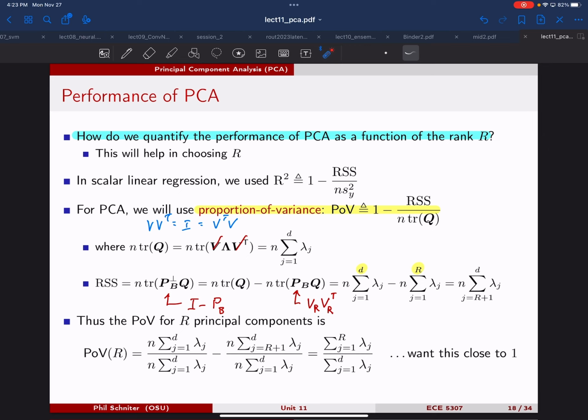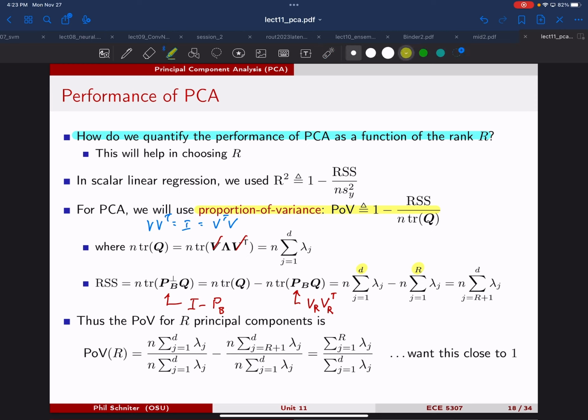So now we can plug these definitions into here. The first thing we'll do is write 1 this way, because it will help us in a moment. So obviously this equals 1. And then the second thing, we have RSS, which is this, divided by n trace Q, which is this. Because the denominators have the same form, we can just subtract this minus this, at which point we get back the capital R largest eigenvalues.